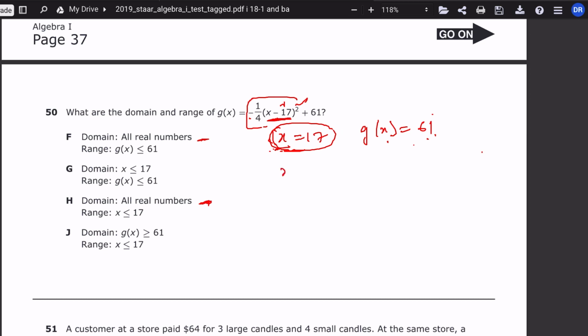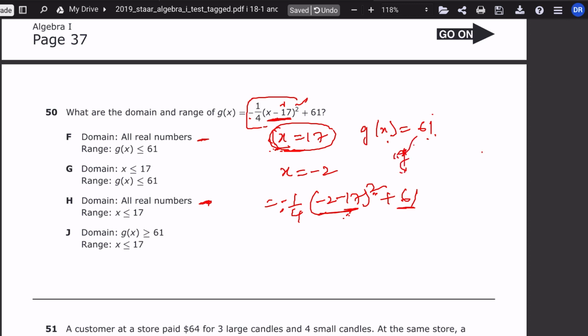So suppose x is equal to minus 2, you will put it in such a way that minus 1 by 4 into minus 2 minus 17 whole square plus 61. So here this is minus 19 whole square you are getting. When it is in whole square, you get a positive value. That positive value into a negative value will give you a negative value. It is always minus with 61. So whatever values we are going to get, it is either equal to 61 or it is going to be less than 61.